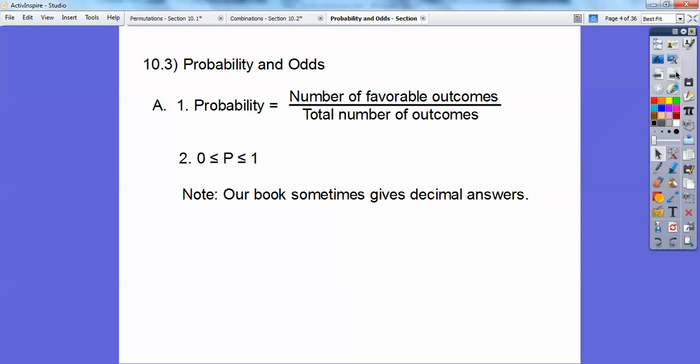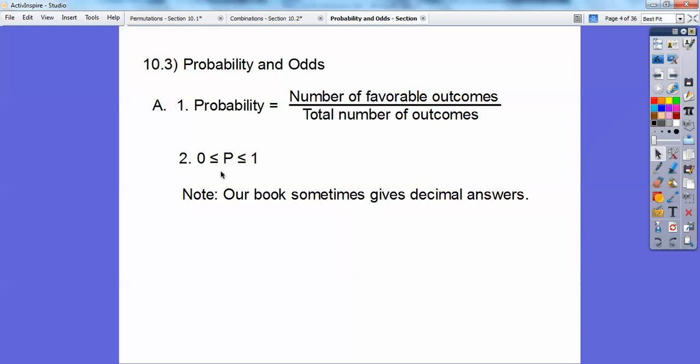I notice my Algebra 2 book and my Geometry book and my Algebra 1 book even give decimal answers. So you just convert your fraction to a decimal. But how you get probability is the top number is what you're looking for, the number of favorable outcomes, and the bottom, the denominator, is your total number of outcomes.